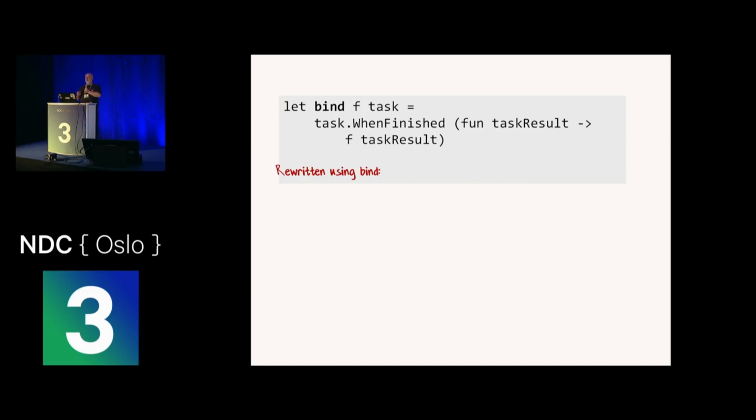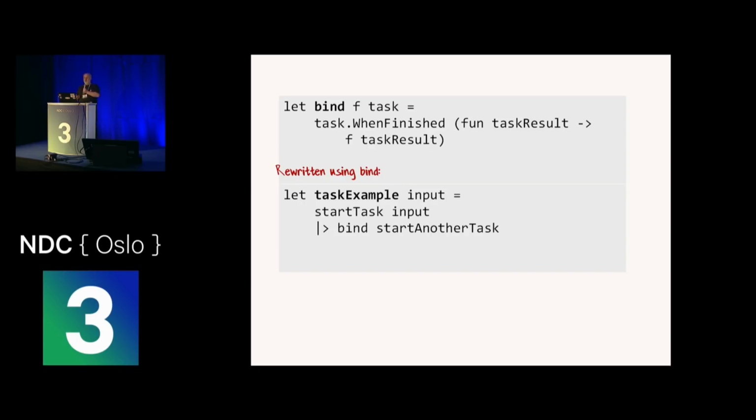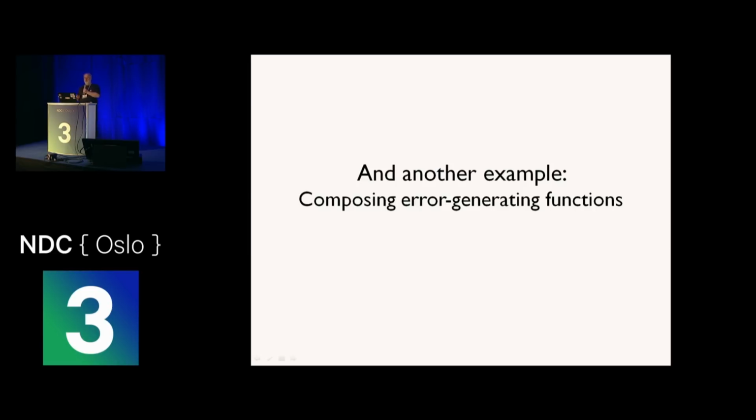So once we've got this little bind helper function, we can rewrite that code as start the task, and then bind it to start another task, and then bind it to start another task. So now instead of having this kind of pyramid going further and further out, you just have a nice linear line of things to do. So this is why functional people like monads for this kind of thing.